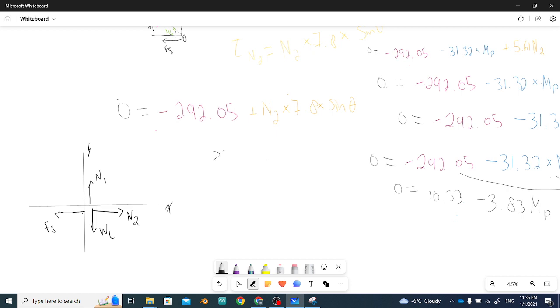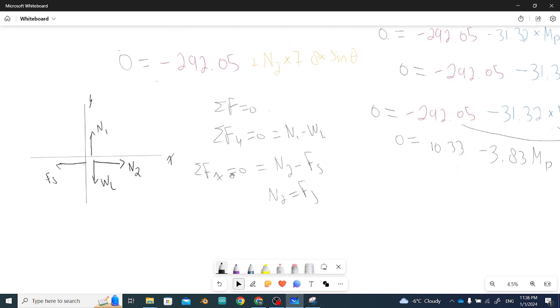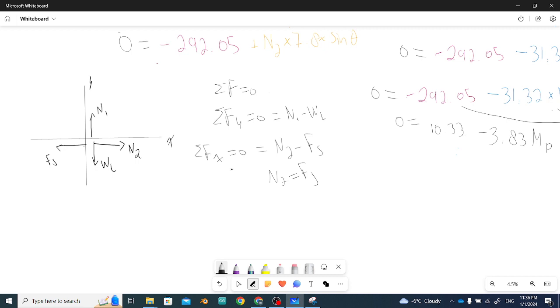So sum of forces is also equal to 0. Sum of forces in y is equal to 0, which is N1 minus the weight of the ladder. Then sum of forces in x is also equal to 0, which is N2 minus the frictional force. This means that N2 is equal to the frictional force. Frictional force at the max is equal to mu s times the normal force, and the normal force is N1. So mu s is 0.5, so 0.5 times N1.